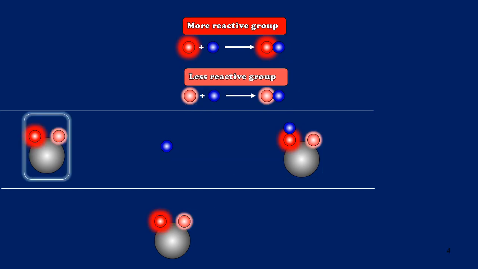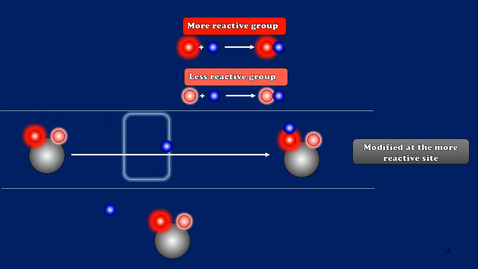Now let's think about how to modify just the more reactive site. We can usually get away with using a little trick that we sometimes call stoichiometric control of the reaction. Basically what we're doing here is using just a very limited amount of the reagent that we want to attach. And in doing so, we expect that we'll make more of the product with the more reactive site functionalized, simply because of statistics. If it reacts faster, we should get more of it.